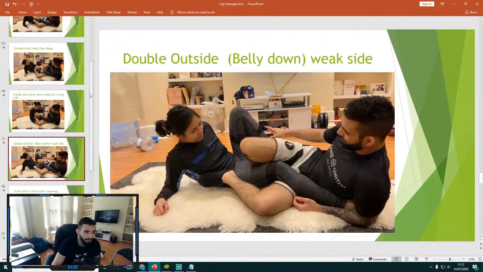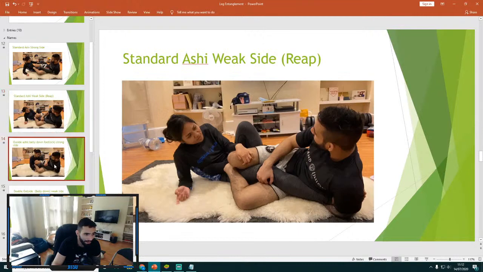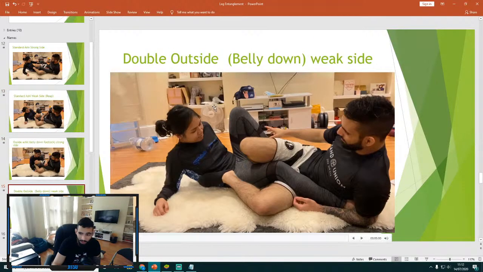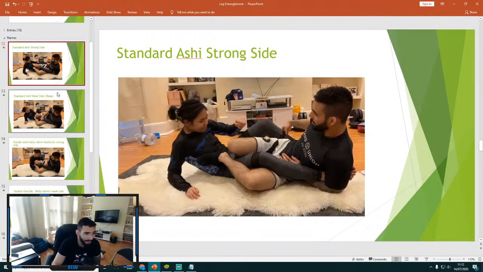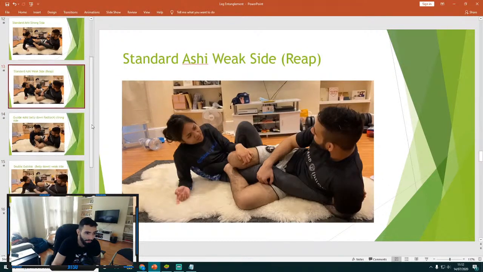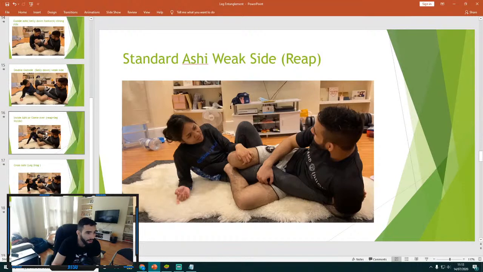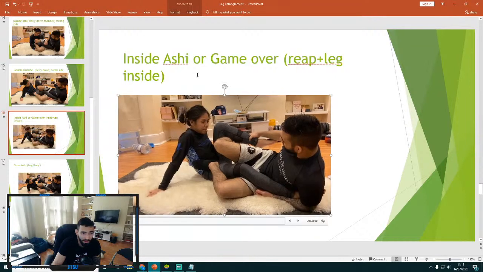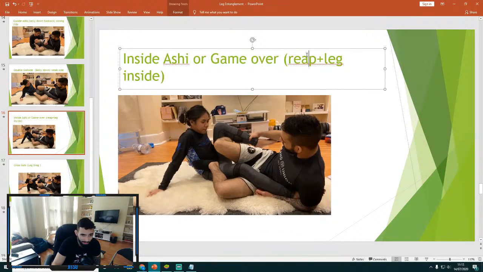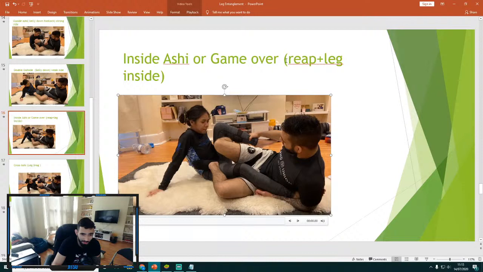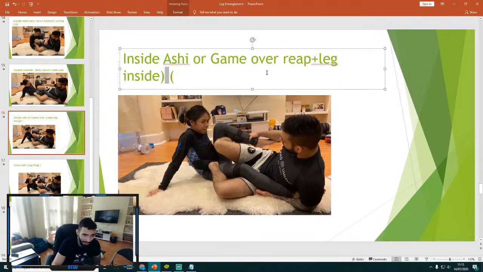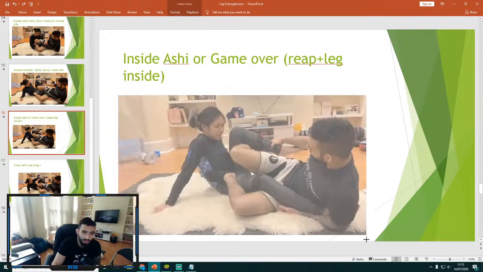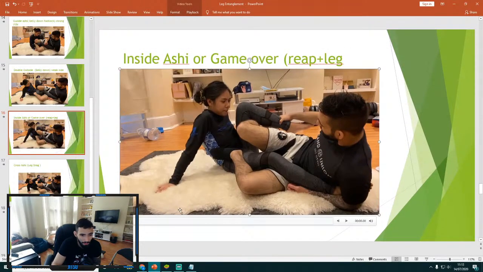Okay, so we dealt with standard ashi, outside ashi, quite simple. Belly down and the reaping versions. Next up, inside ashi. Some people call it game over. In simple terms, it's a reap with your legs inside. And it looks like this.